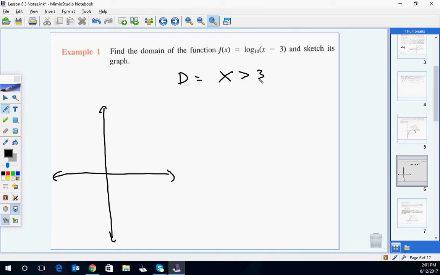So the rule with logs is, again, we can't have a negative in here because 10 to something power will never be negative. So we can't get a negative value. We also can't have this be 0 because anything to the 0 power is not 0, it's 1. So we're never going to be able to get to 0 or negative. So 3 we can't have, but everything bigger.